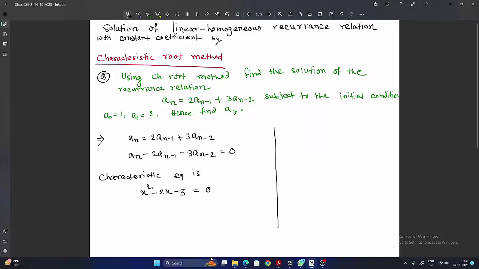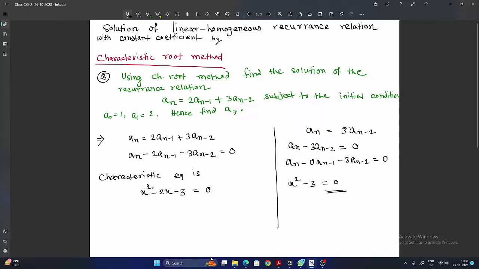Now suppose you have a relation like a_n = 3a_(n-2). No n-1 term is there. That means here also you have to take everything on the left hand side, so it will be a_n - 3a_(n-2) = 0. Then you have to complete the series, meaning you have to put the n-1 term also there. So a_n - 0 into a_(n-1) - 3a_(n-2) = 0. Then you can build the characteristic equation, which is x square minus, there will be no term, that means 0 into x, and minus 3 is equal to 0.